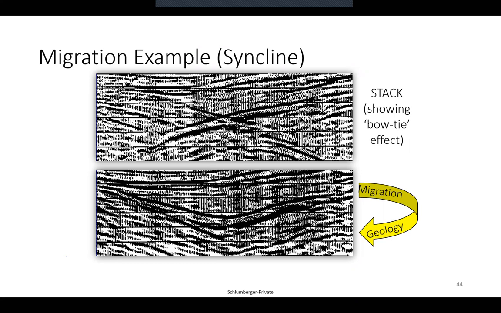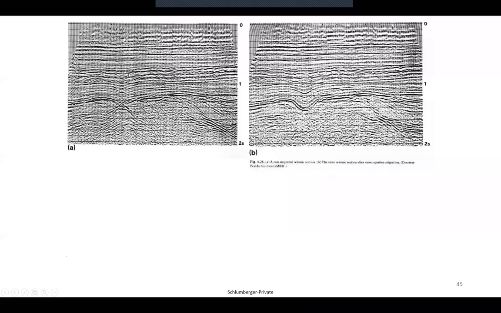And when we do a migration, everything that's here comes to here, this comes to here, and this is closing, and that's why we have a migration. Here is another example, before and after. So we have a section, we have the reflectors, and more. And once we do a correct migration, it closes and becomes a syncline.